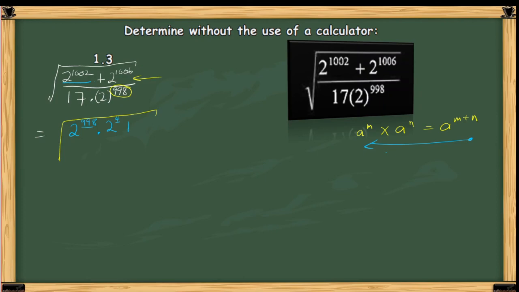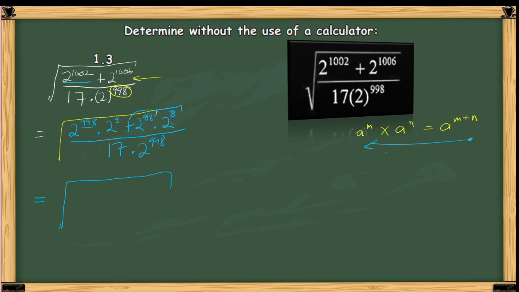And then, of course, for the other term, we'll have the exact same thing, 2 to the power 998 times, let me just extend this radical, my apologies. Well, to get to 1006, that needs to be 2 to the power 8. And that's all divided by 17 multiplied by 2 to the power 998. Some of you will already see where this is going, so let's just get there.